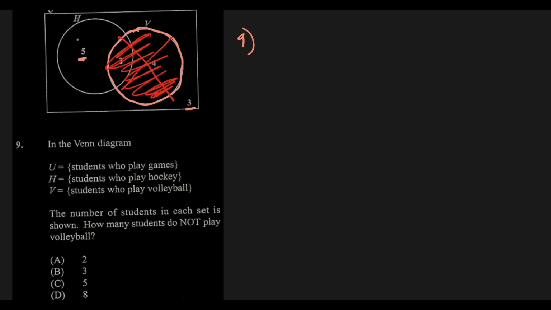What this means is that these 5 people play hockey only. And these people here, they do not play any of the sports. So if they play none of the sports, that means they don't play volleyball. And if these 5 people only play hockey, that means they do not play volleyball as well. Therefore, our answer to this would be 5 plus the 3, which is 8. So therefore, our answer is this.